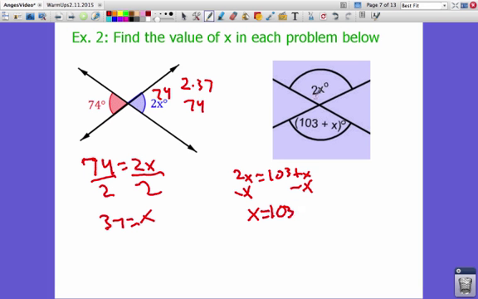Sorry, I just lost my place of what I was doing. x is 103, so 103 plus x, this is not a very good problem. But we're not going to worry about what these angle measures are at this point. But you see the idea that we can set these things equal to each other and solve for our missing variable.